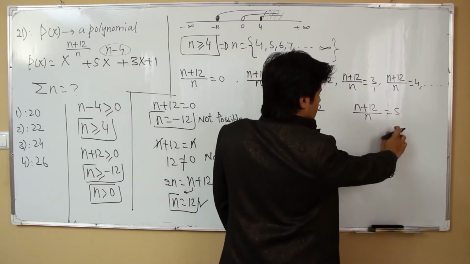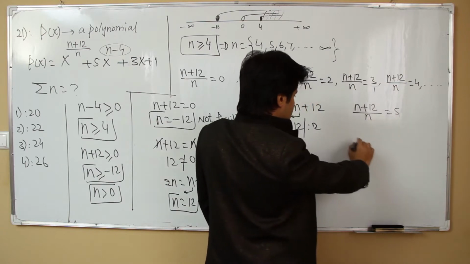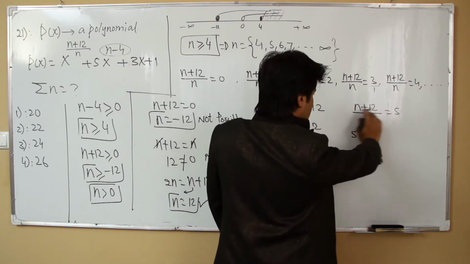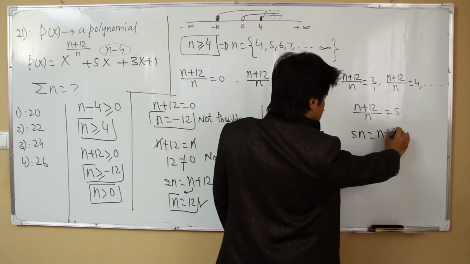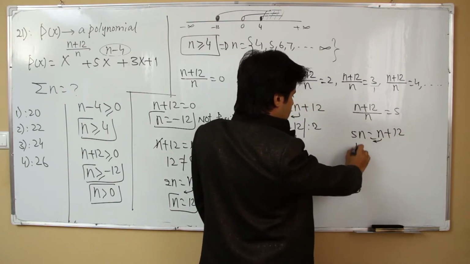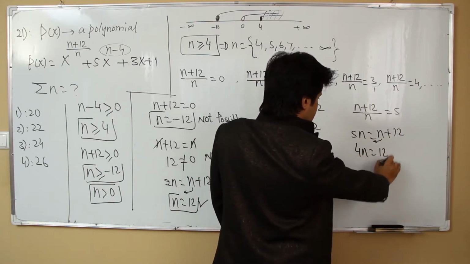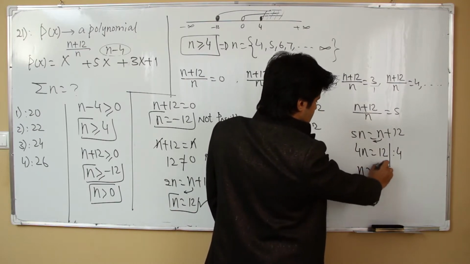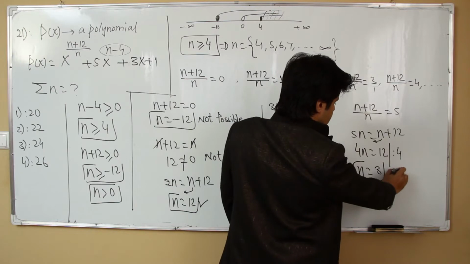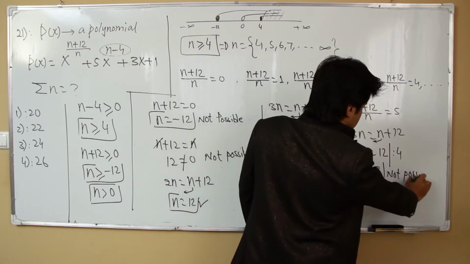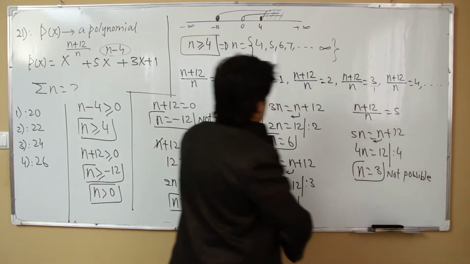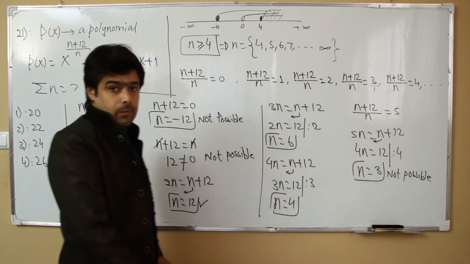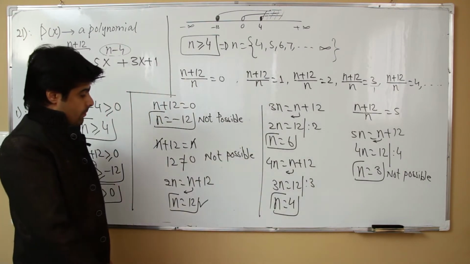Check. What is the denominator? 1. 5 times n, 5n. 1 times n plus 12, n plus 12. Put n to the left side. We have 4n and we have 12. Divide both sides by 4. So you will find n is 3. This is not possible. Why is it not possible? Because n starts from 4. Am I right or not?